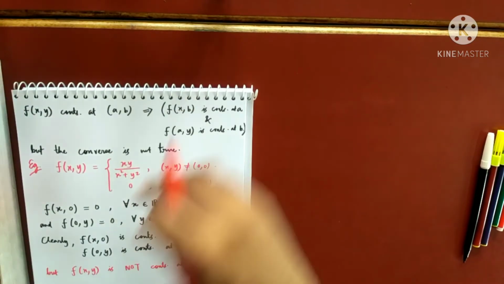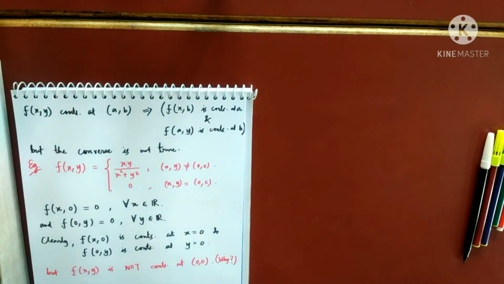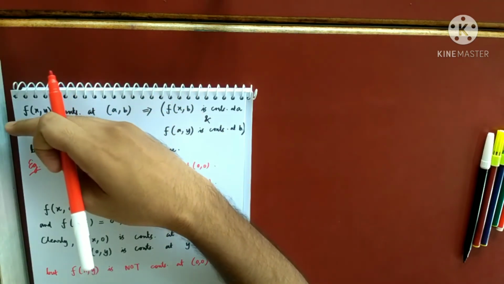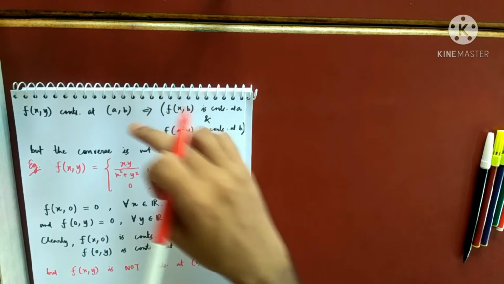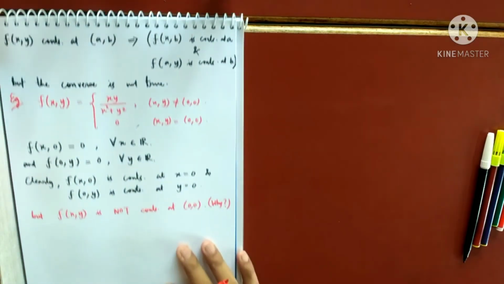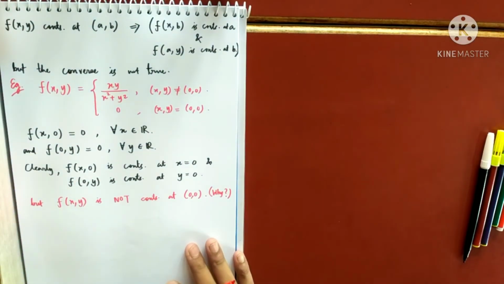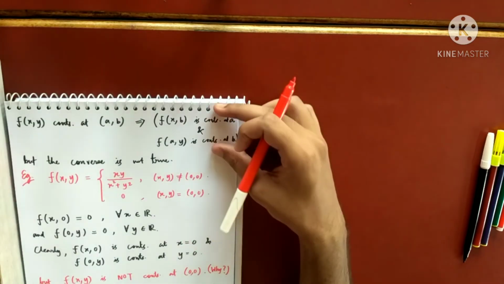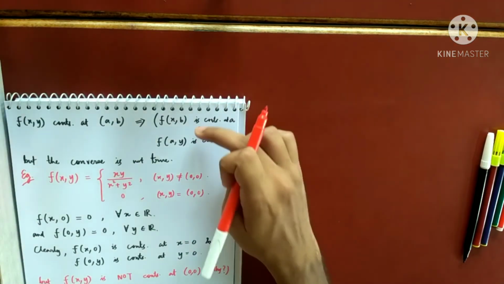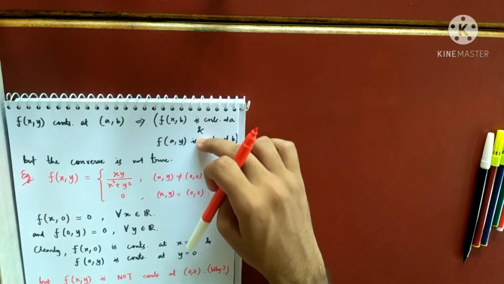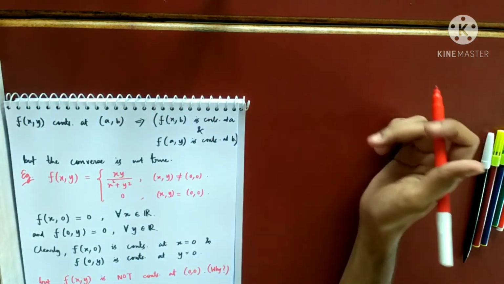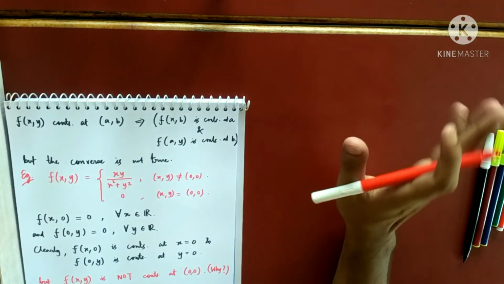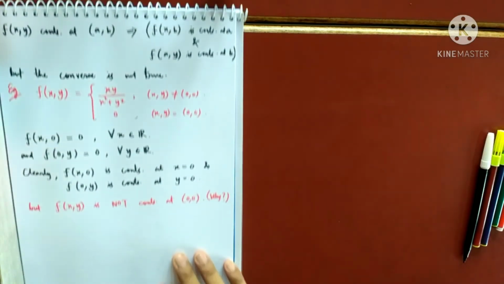So this proves that the converse of this theorem does not hold. If f is continuous, this will definitely hold. But even if both of these hold, this cannot hold. But remember, the contrapositive of this statement will again be important. That means if any one of these does not hold, then f cannot be continuous at a comma b. So that may be important at some times.